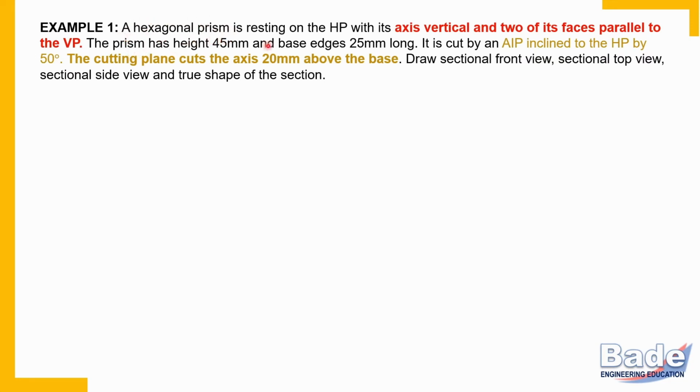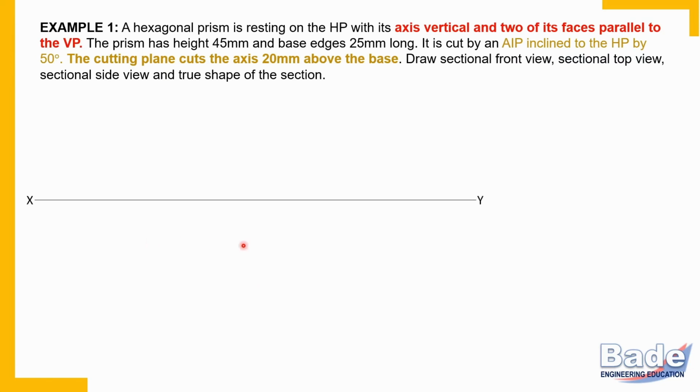Okay, let's read the problem. A hexagonal prism is resting on HP with its axis vertical. Axis vertical, very important information. It means its base hexagon is in the HP and two of its faces parallel to the VP. Remember, when hexagonal prism is vertical, that is its axis is vertical, all faces, there are 6 rectangular faces, all faces appear as lines in the top view. So you are going to show or draw a hexagon in HP with two of its edges parallel to the VP. So let's proceed.